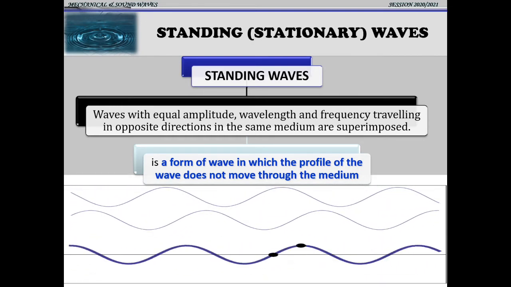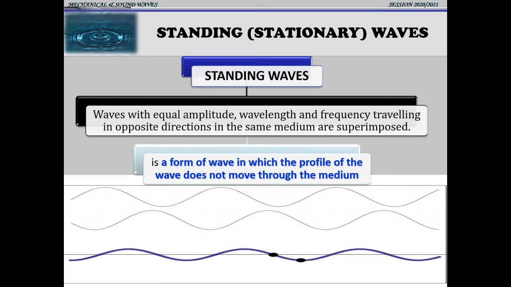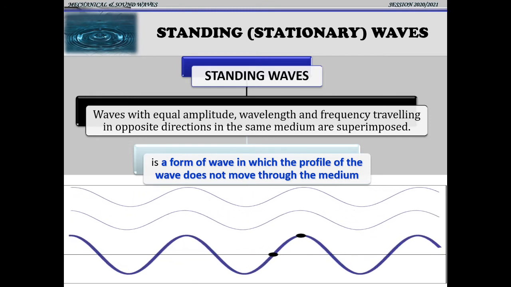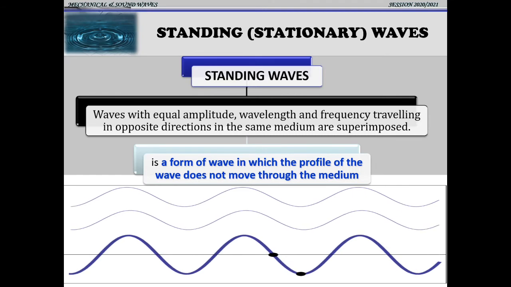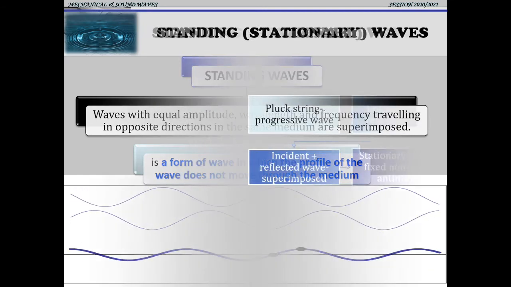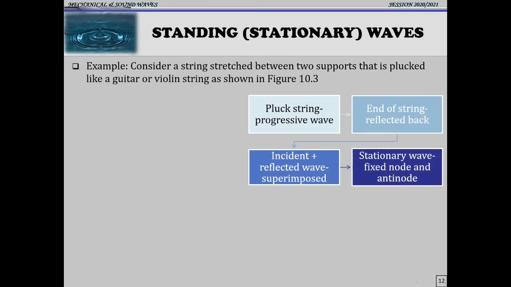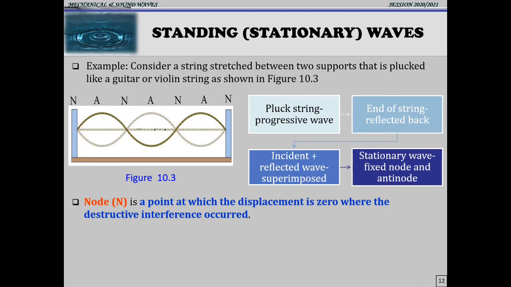As can be seen, standing waves are formed when waves with equal amplitude, wavelength, and frequency traveling in opposite directions in the same medium are superimposed. It is a form of wave in which the profile of the wave does not move through the medium. For example, consider a string stretched between two supports that is plucked like a guitar or violin string, as shown in figure 10.3. When we pluck the string, a progressive wave will be produced.